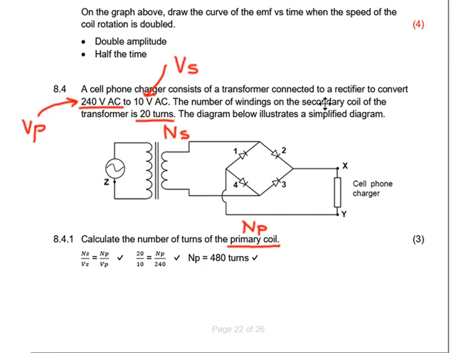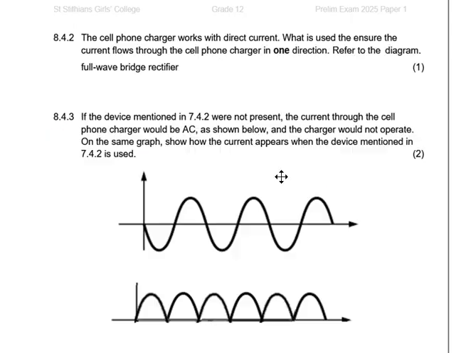The number of windings on the secondary coil of the transformer is 20 turns. So that's its NS, the number of turns on the secondary coil. And then they ask for the number of turns on the primary coil. So this one, very straightforward. We're just plugging in our values and solving for the number of turns on the primary coil. So remember, if we're doing a step-down transformer, the number of turns on the secondary coil must be less than the number of turns on the primary coil, which it is.